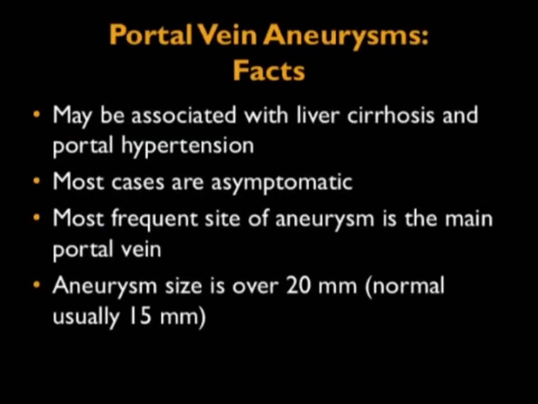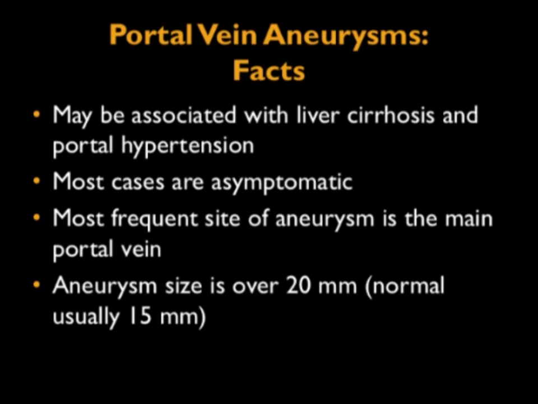Now, one thing I hardly ever see, but I'll mention because we've seen a few cases, is portal vein aneurysms. We always think about aneurysms from arterial structures, not venous, but they can be venous. It can be associated with cirrhosis or portal hypertension.